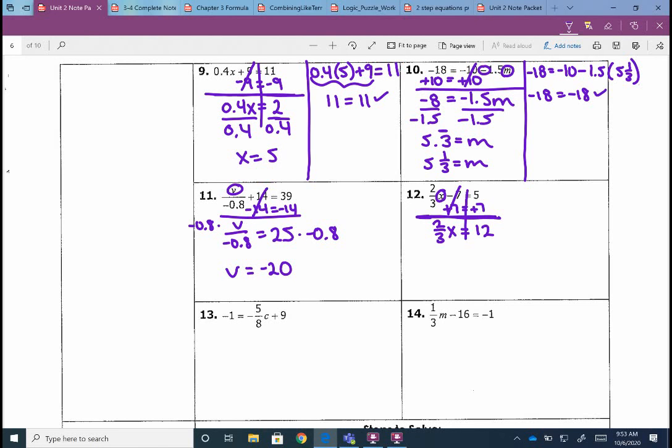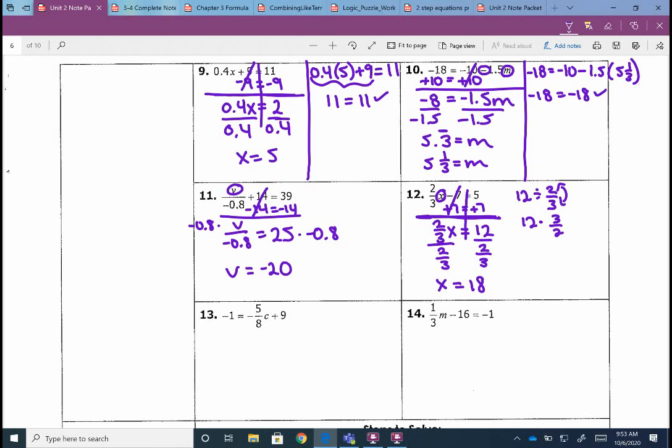Now we have 2/3 times x. To undo multiplying by 2/3, we divide by 2/3. We talked yesterday how to do that in our calculators. We also talked about, instead of dividing by 2/3, that was the same as multiplying by the reciprocal, or in other words, flipping that second fraction. So whichever is easiest for you, you're more than welcome to use the calculator. So if we have 12 and we divide by 2/3, or if we multiply by 3/2, whichever way you like, we get x equals 18.